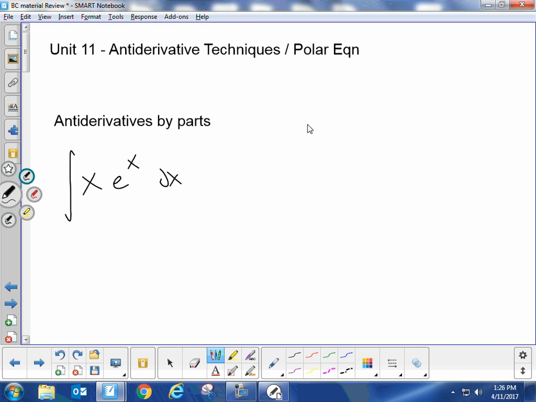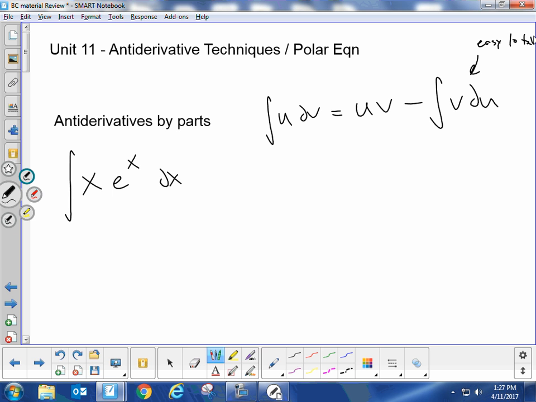Well, let's recall that if I want to take the antiderivative of some u dv, I can actually rewrite this as u times v minus the antiderivative of v du. Okay, this is just found out using the product rule, and this helps us find antiderivatives of things like this. Now, it's very important to understand that we need to rewrite this, and this integral needs to be easy to take.